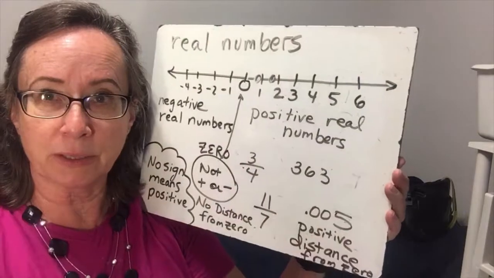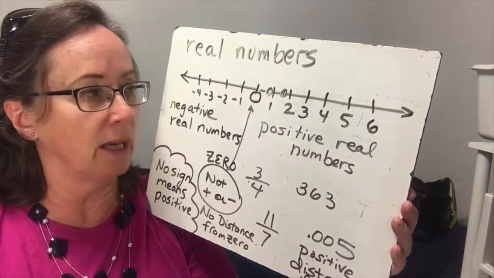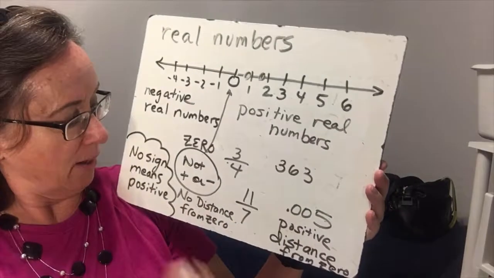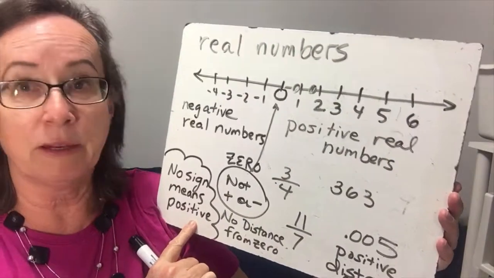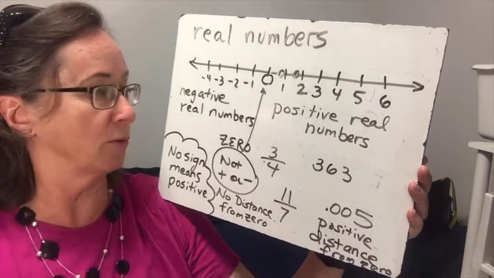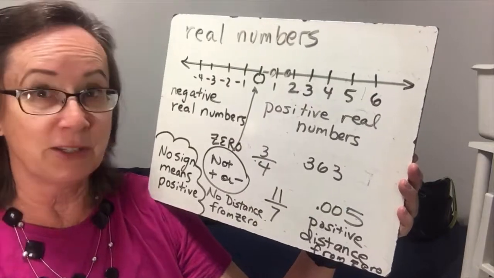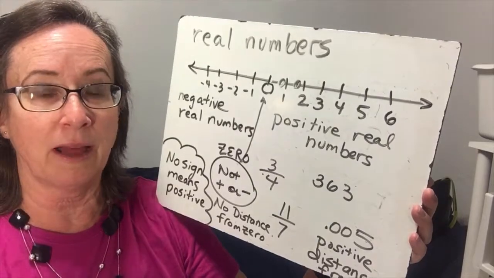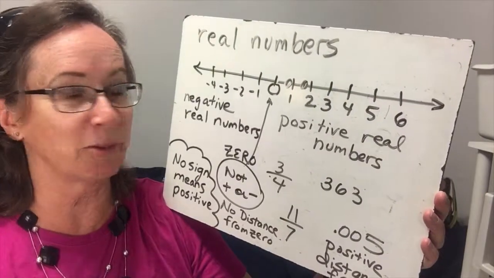So all of these numbers, the fractions, the decimals, all of these numbers that are in between, both positive and negative, are real numbers. Okay, so if we have a number that has no sign, then we know it's positive, okay? 0 has no sign, and it's neither positive nor negative. But all the other numbers, if you see no sign, it will be positive. So now we're going to move into talking about this number line more. The real number line is going to be a huge part of our trip through Algebra 1 here.